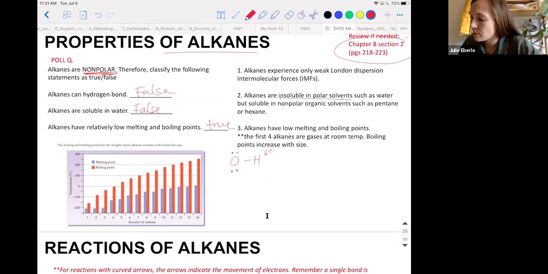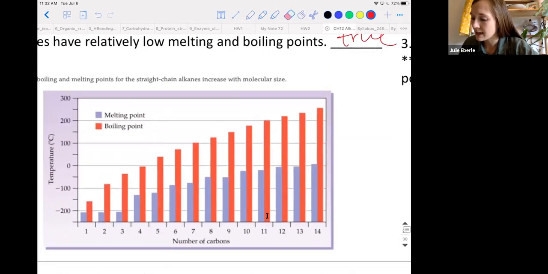They're insoluble in polar solvents such as water, but they are soluble in non-polar organic solvents. Okay, and then they have very low melting and boiling points. So low, in fact, that the first four simplest alkanes, methane, ethane, propane, and butane, are gases at room temperature. Okay, here's a little table to indicate this.